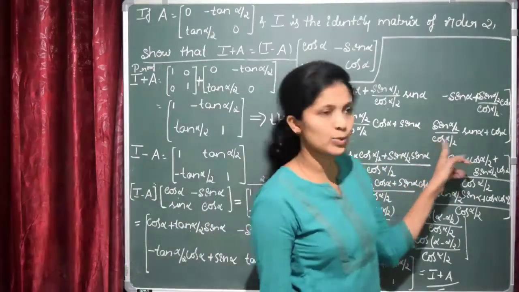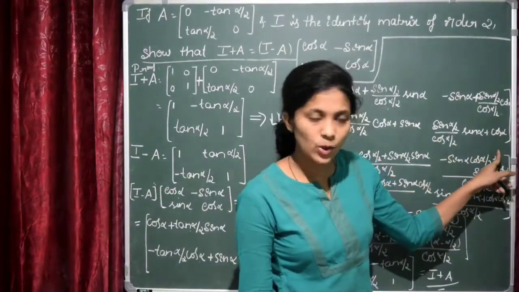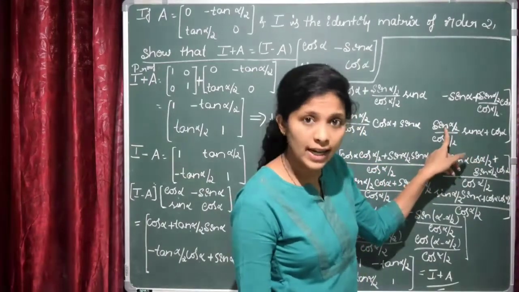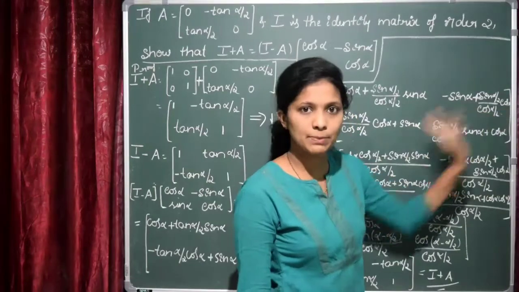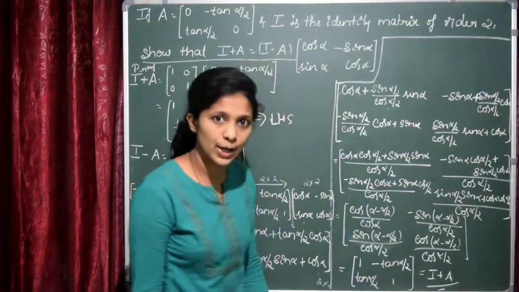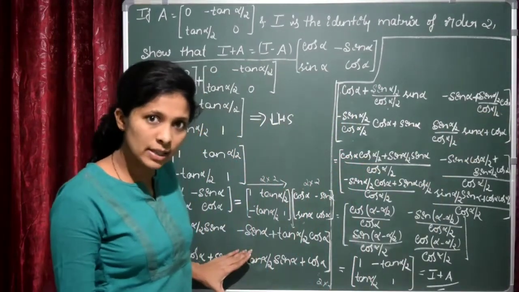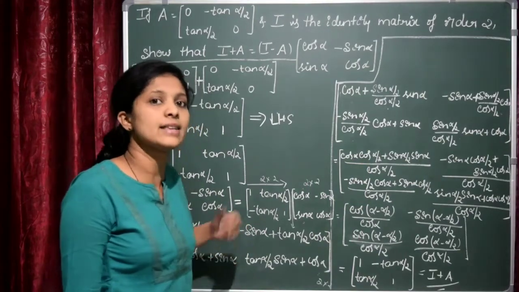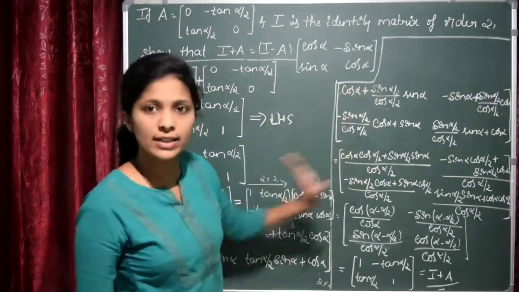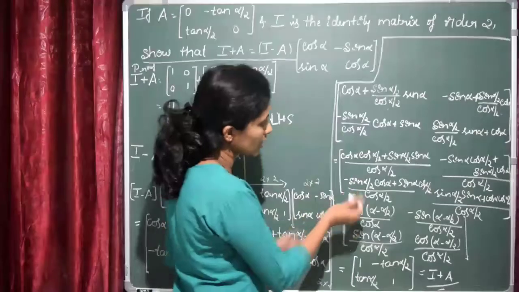Here also you have to take cos alpha by 2 as LCM. So this is sin alpha by 2 into sin alpha plus cos alpha into, you have to multiply by cos alpha by 2. I hope you are understanding this one. Here only the multiplication. After multiplication you have to represent tan as sin by cos. Then you have to take the LCM. Now here you can see this one.